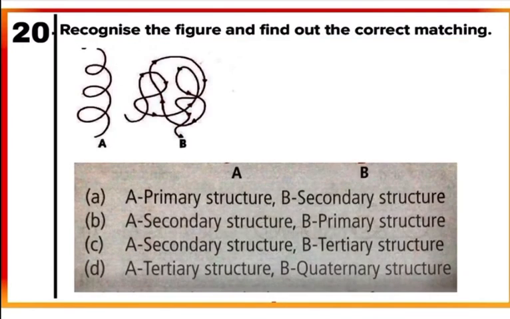Question 20. Recognize the figure and find out the correct match. Figure A is the secondary structure of protein while B is the tertiary structure of protein. So here correct option is C, mark C.